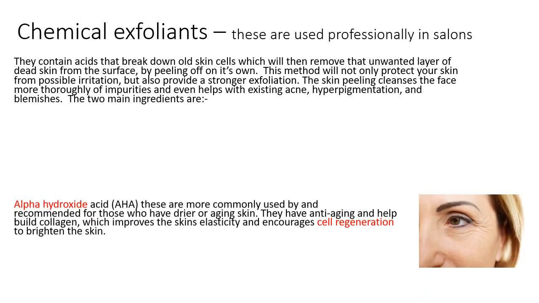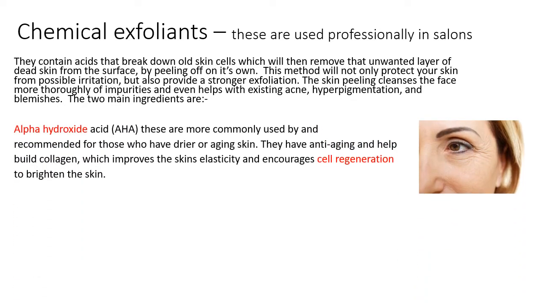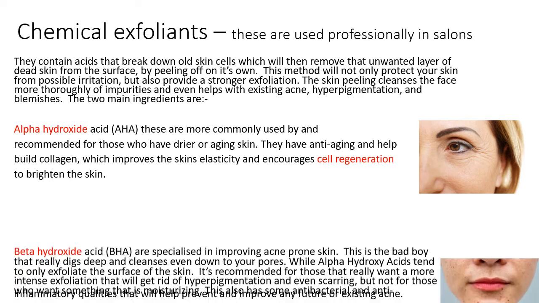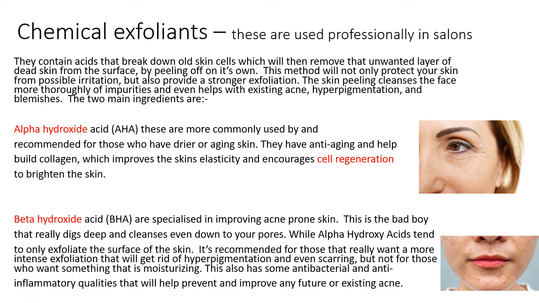So there's a couple of main ingredients there. You've got alpha hydroxide, which is like an acid, AHA. These are commonly used by and recommended for those that have drier or aging skin. They have anti-aging properties and help build collagen, which improves the skin elasticity and encourages cell regeneration to brighten the skin. Another one is your beta hydroxide acid, which is BHA. They specialise in improving acne-prone skin.